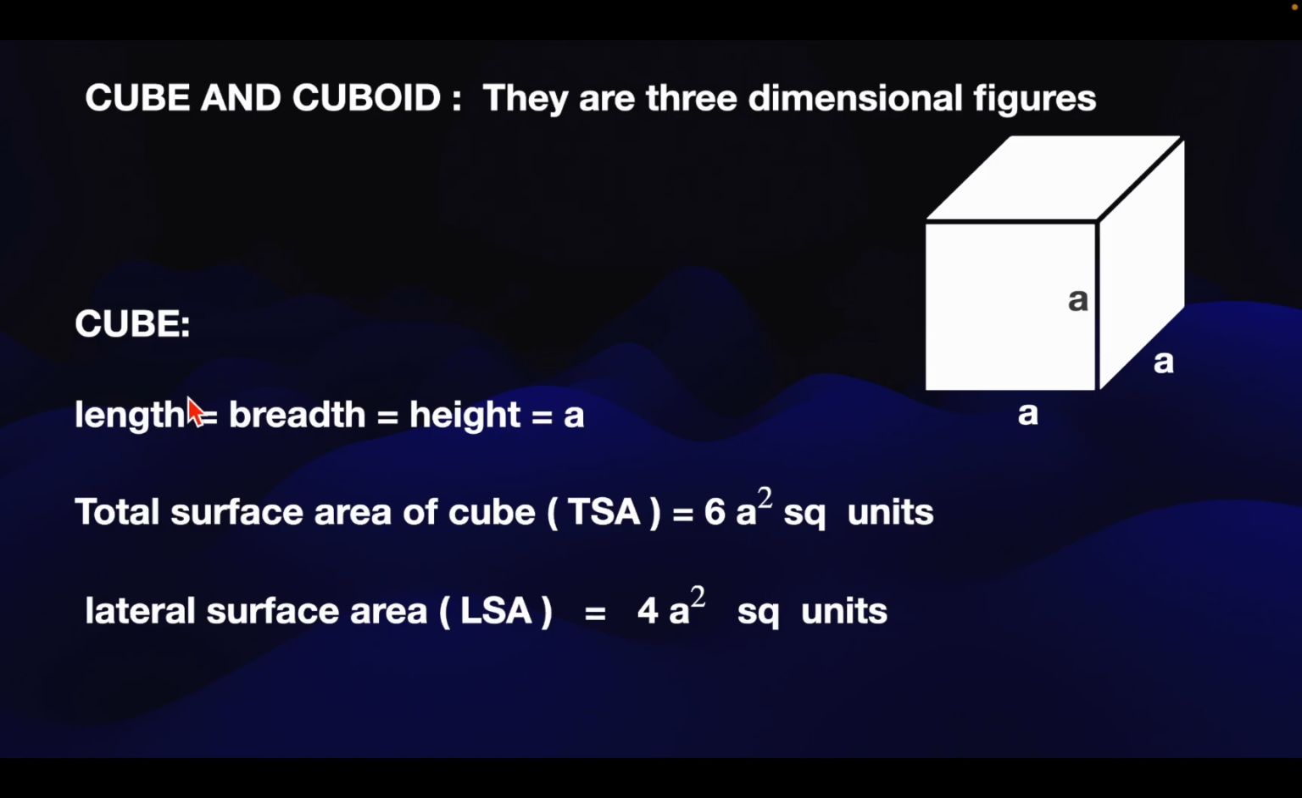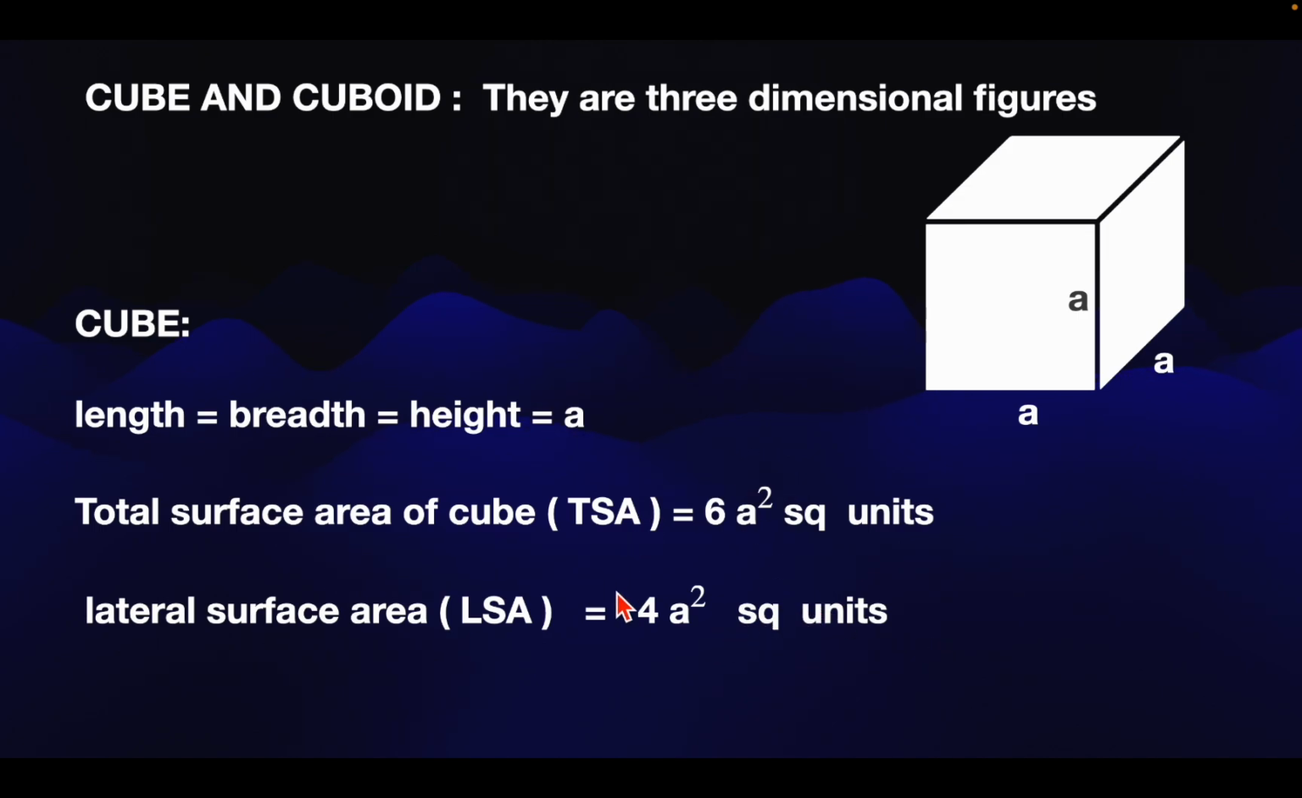Here, in a cube, the length, breadth and height will be the same and we can denote it as a. I've shown it in this figure. For the TSA of a cube, TSA means total surface area, the formula is 6a square units. And the lateral surface area, LSA, is equal to 4a square units.